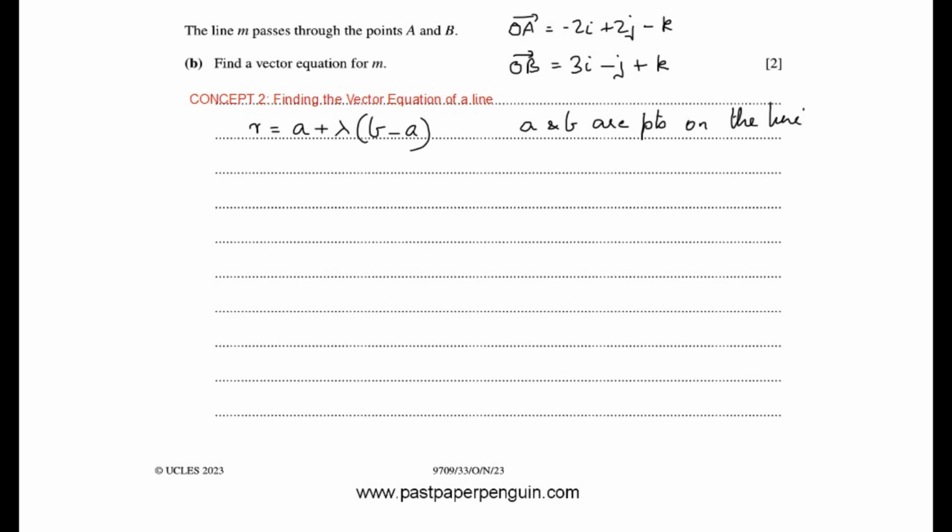Okay, so let's say you have your line M. There are 2 points on it, A and B. The position vectors have been given to us. So OA is negative 2i plus 2j minus k, and OB is 3i minus j plus k. So both the position vectors are given to us. To find the vector equation of a line, we just plug it in into the equation. So r is equal to OA plus lambda times (OB minus OA).